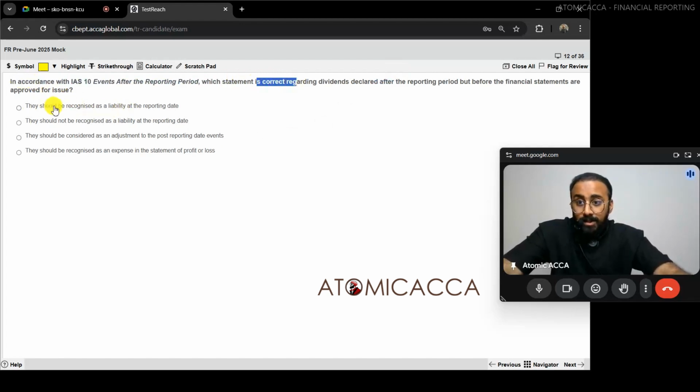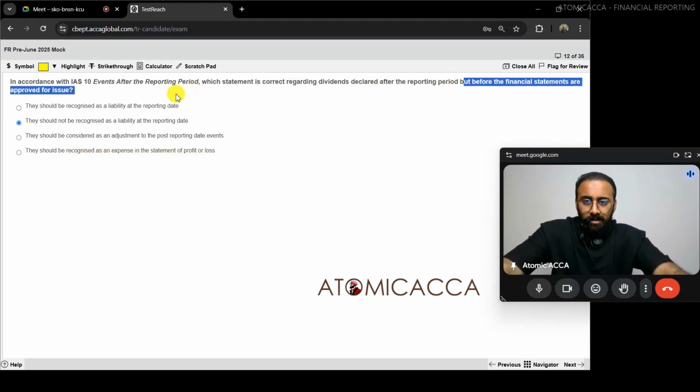Okay, they should be recognized as a liability at reporting date. False. They should not be recognized as a liability at reporting date. Okay, seems fine. Let's see the remaining one. They should be considered as an adjustment to the post reporting date events. No, it's not an adjusting event. They should be recognized as an expense in SOPL. No, they just declared it and they didn't pay it, so it's not an expense.